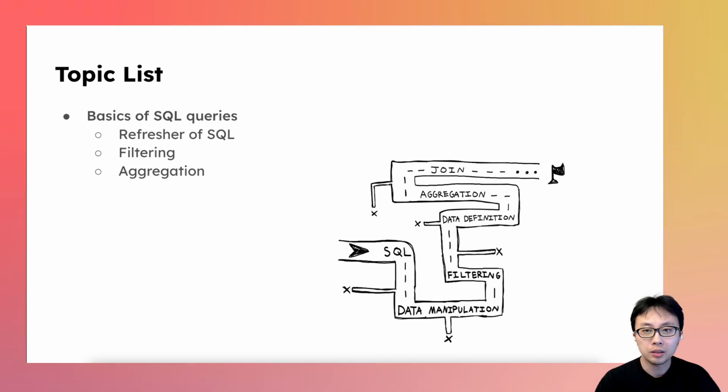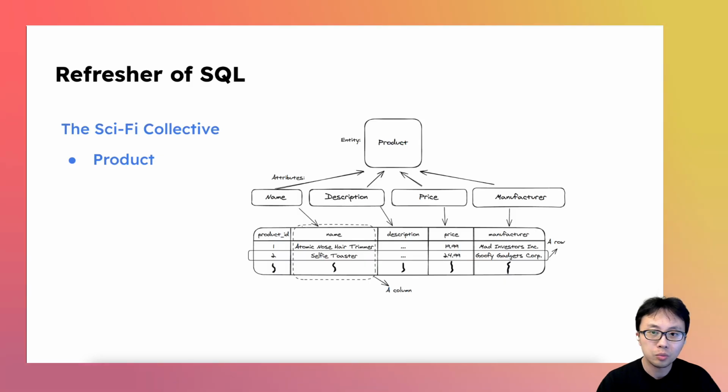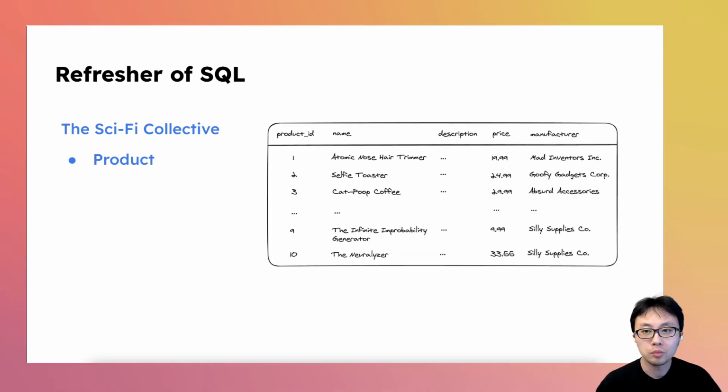In case you are new to SQL, we will start with a 2-minute refresher of the basic select from where query. Let's start with an introduction to the table that we are going to work with first. Think about an online store named the Sci-Fi Collective that sells only sci-fi products. Imagine that there's a table representing products in this database. There are 5 columns in this table, including product ID, name, description, price, and manufacturer. When the table is populated with data, it will look like this.